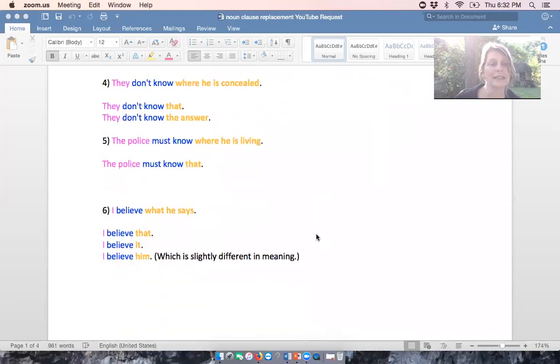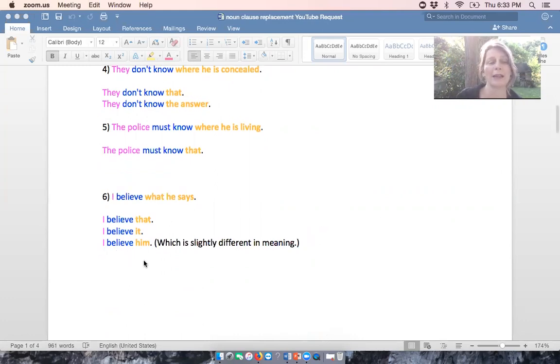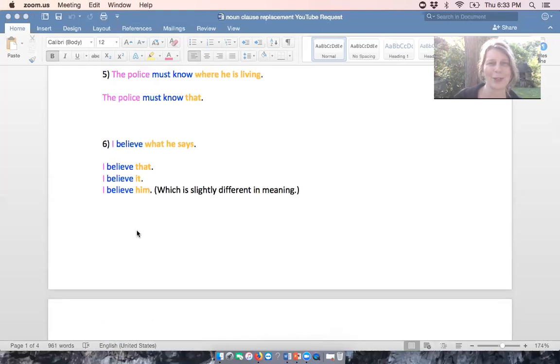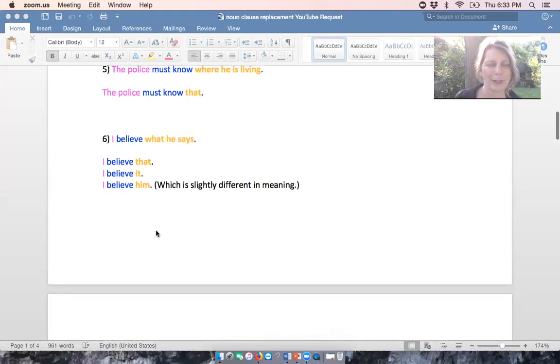I believe what he says. Again, we have a subject and a verb and a what clause as direct object. And here we could say, I believe that, I believe it, or I believe him. But when we say I believe him, that's slightly different from I believe that. Now, I don't think that the homework required the students to create the same sense, but to simply create the same type of grammatical structure. So here we could also say, I believe Tom. Forgot to add that. So we could have a person in there instead of a pronoun.